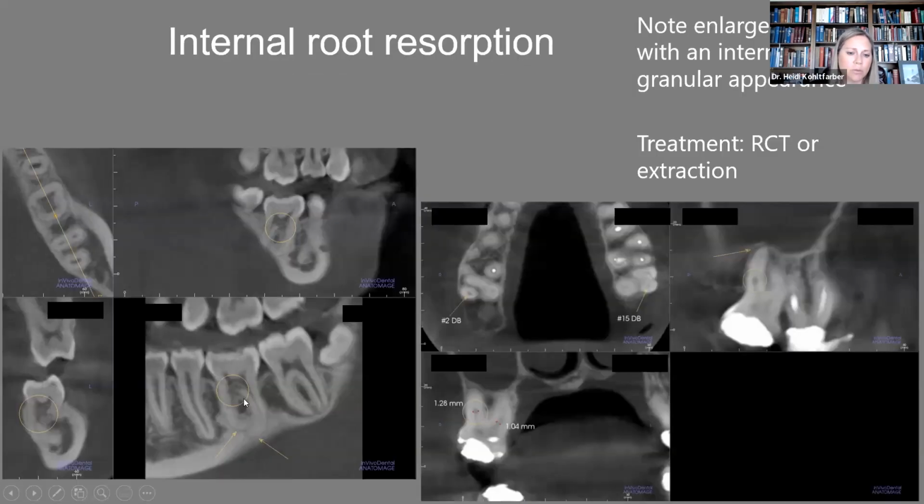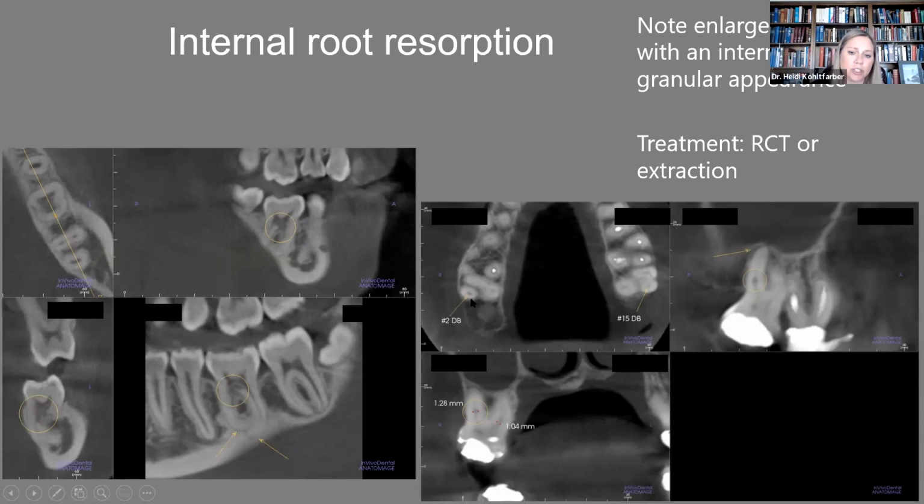Internal root resorption, we're looking for this internal granular hypodensity. So you can see that internal granular appearance, and we have enlargement of the pulpal chamber and canal. This is another case. We caught this really, really early on. This patient had some pain and sensitivity. We could see a slight widening of the periodontal ligament space. You can see that there in the image.